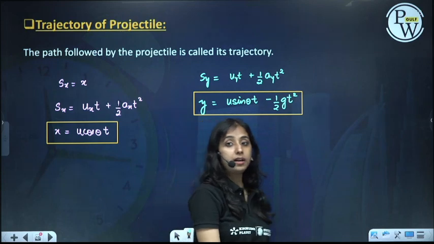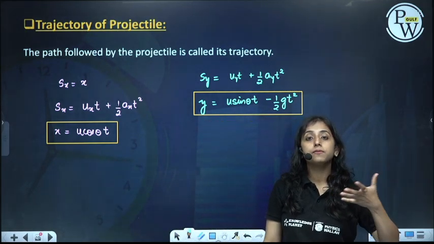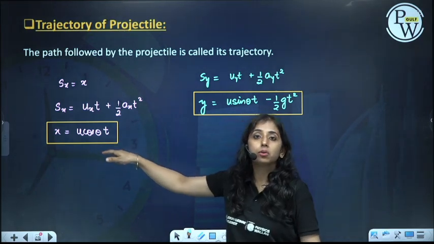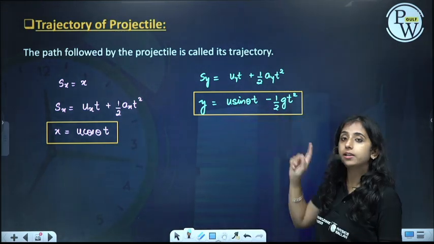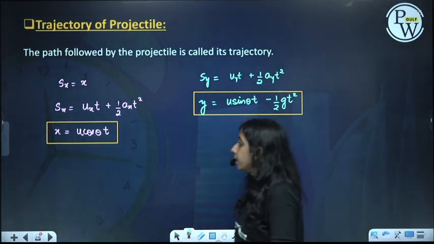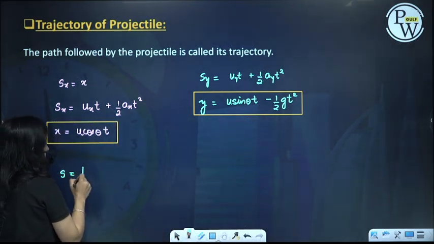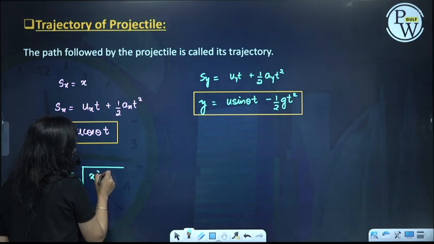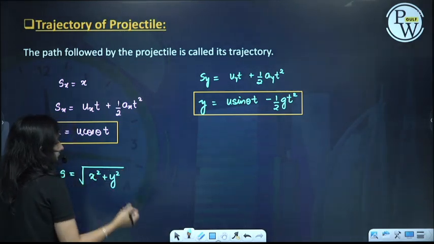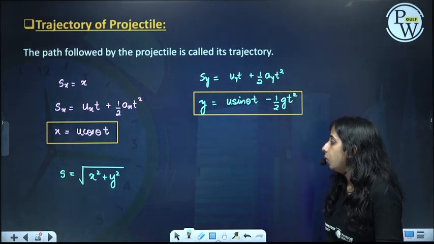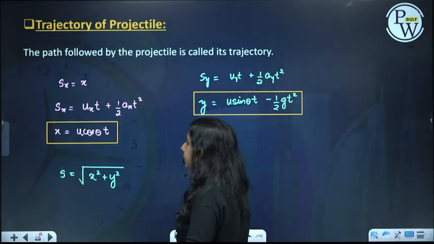If I ask, the particle is thrown from the origin, find the position at t is equal to 1, then x position at t is equal to 1 will be this, and y position at t is equal to 1 will be this. Now if we have to find the displacement, it will be under the root of x square plus y square, that is displacement in x square plus displacement in y square. This will give us the displacement.